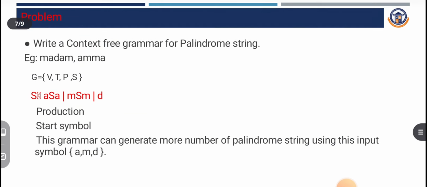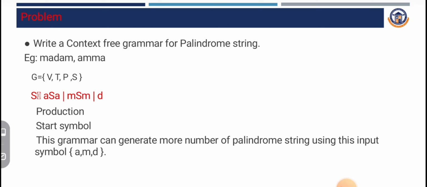This is one of the example problems for context free grammar: write a context free grammar for palindrome strings. What type of string can be generated using the palindrome? Amma and madam. Here we are using the input symbols S, A, M and D. S is the starting symbol of the grammar, and A, M and D are the input symbols. A palindrome string can be generated with a middle character and without a middle character. Based on our convenience, the string can be generated as we wish.